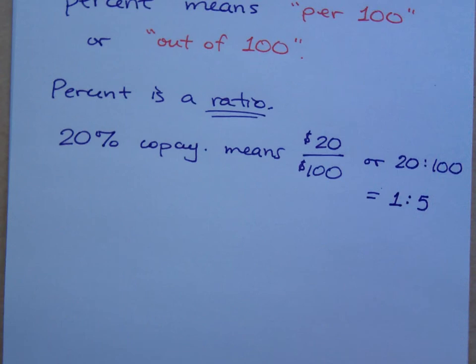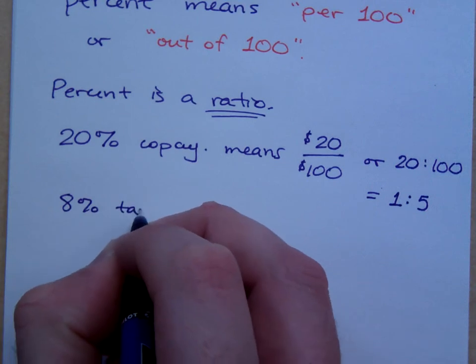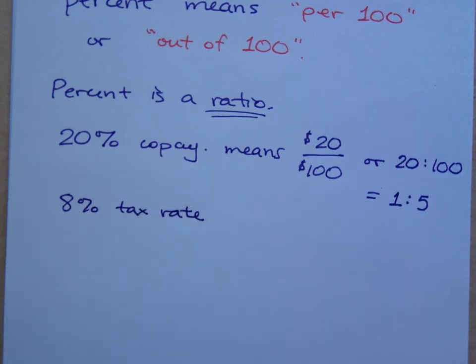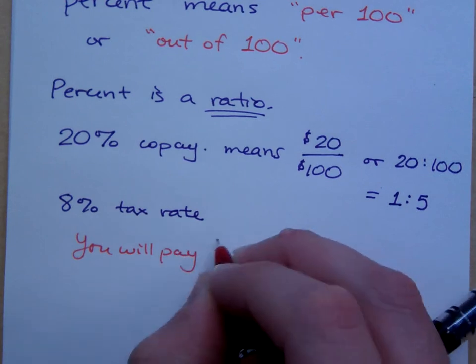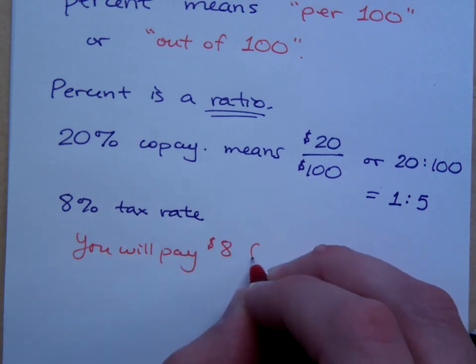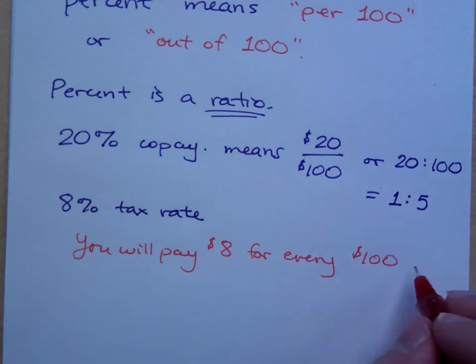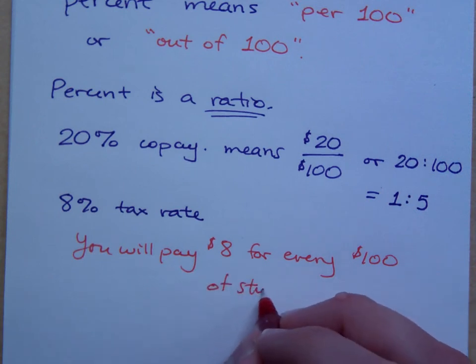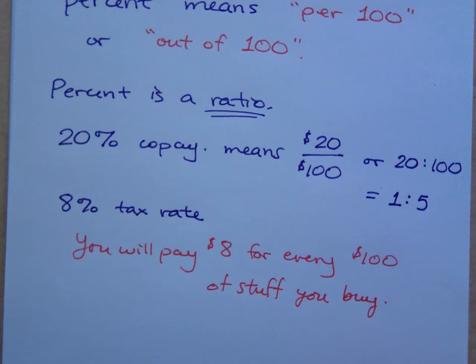Now we could talk about taxes, right? Well, what if you have, say, an 8% tax rate? What does that mean? That means that you will pay $8 for every $100 of stuff you buy. So when you go in there, it's not going to be $100. It's going to be $100 plus $8 because it's tax, right?